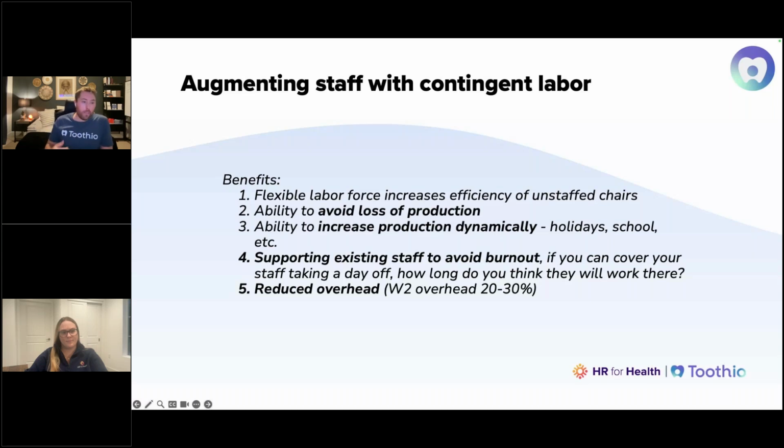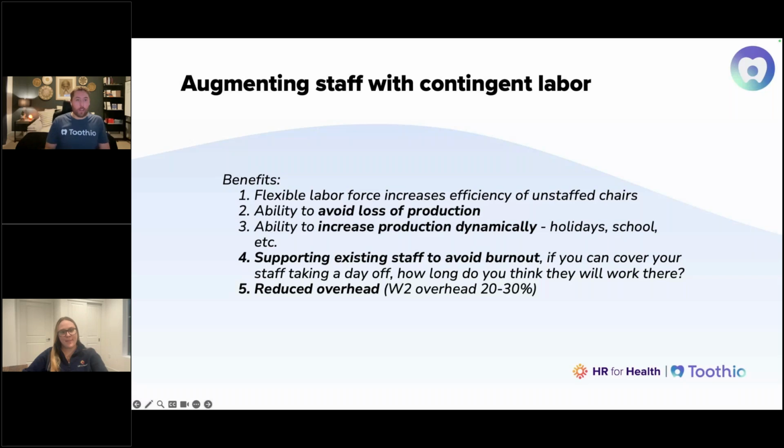Really, some of the benefits to leveraging a contingent labor force or a temporary labor force is avoiding the loss of production. So when you cancel a patient, there's debate on how much that actually costs a dental practice, but somewhere on average, we're talking about $1,200 to $1,400 a day. When you factor in the attrition, the patient attrition, when you have to reschedule them 3 to 5 months out, that number compounds and gets north of $10,000, closer to $20,000 in a lot of cases. So it's very costly to reschedule your day.